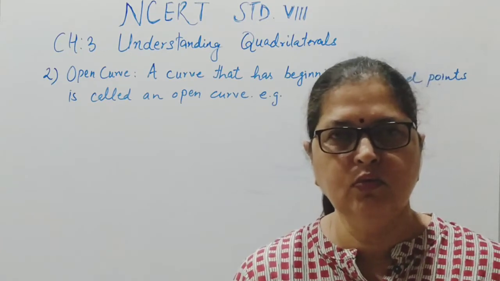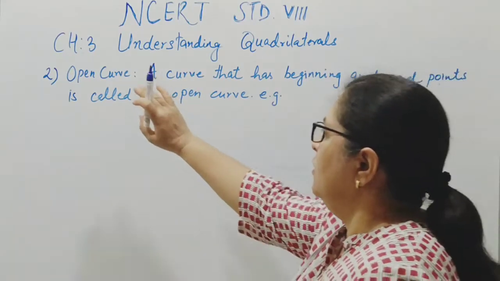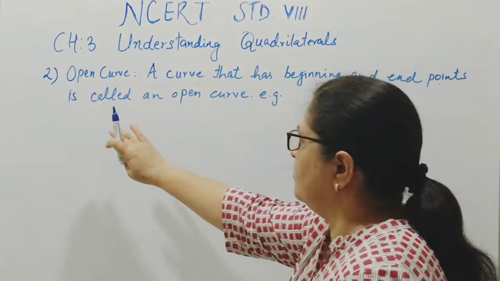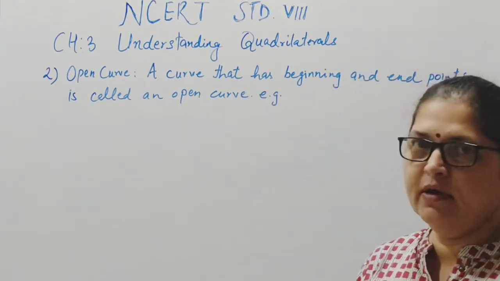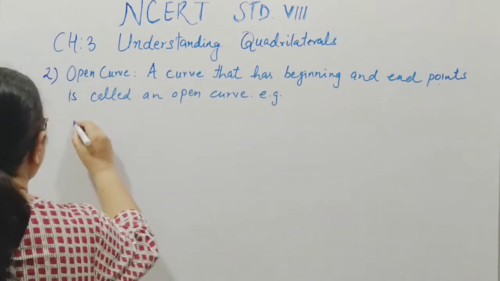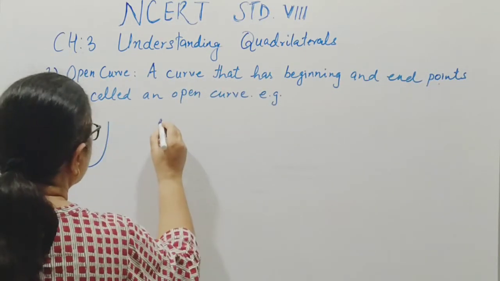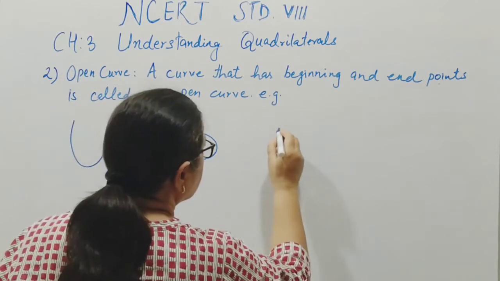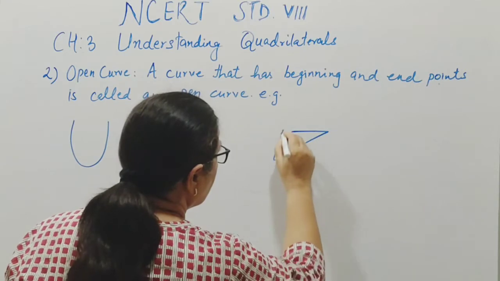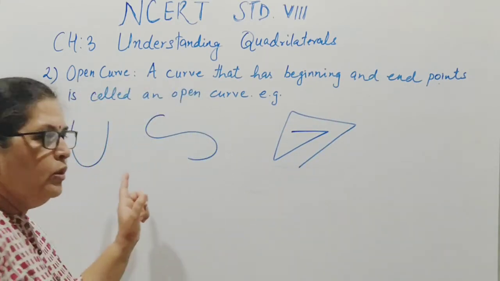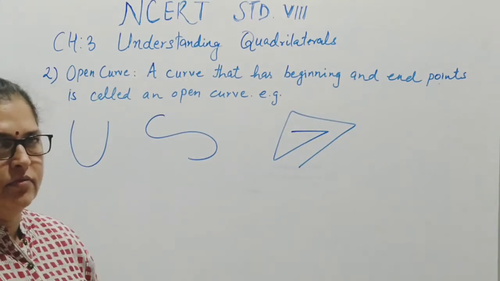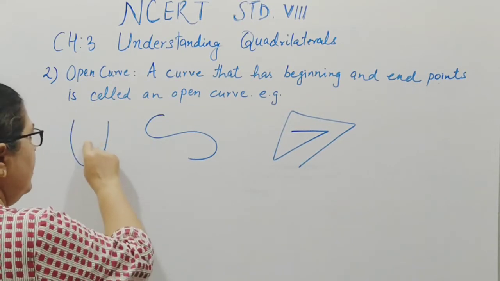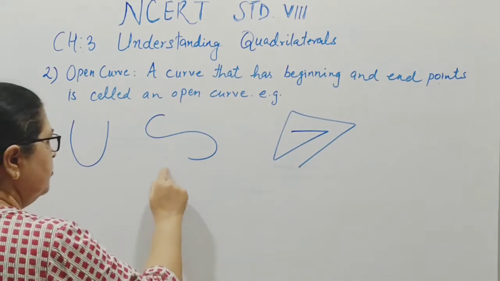Next, number 2, open curve. A curve that has beginning and end points is called an open curve. For example, all these curves are open curves. The open curves have a passage to go inside and come out of the curves.